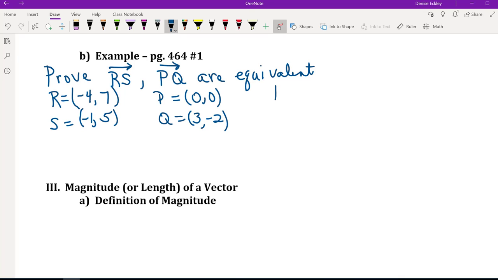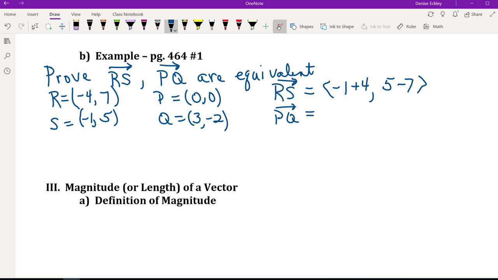So RS is going to be -1, its head, minus its tail. So it would be minus a -4, so that would be +4. And then again, its y coordinate, its head, 5, minus 7. And we can do the same thing for PQ.